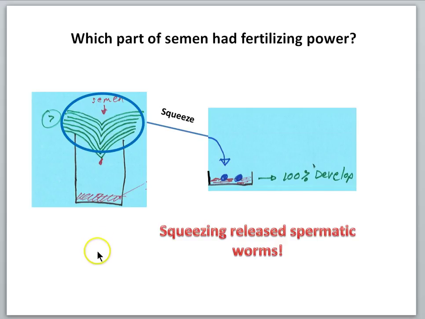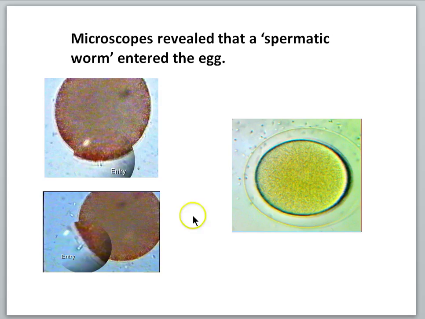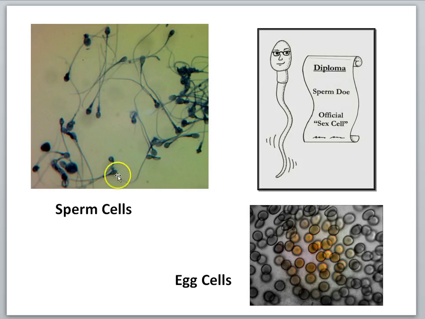Spallanzani thought the fluid had the power. Today we know it is the spermatic worms that have the power. In the 1800s, with better microscopes, researchers actually observed spermatic worms entering the egg. In fact, when one spermatic worm enters an egg, as you see in these pictures here, the egg will form this fertilization membrane to prevent other sperm from entering. And so, in time, in the 1800s, the scientific community became convinced that these little spermatic worms, which we call sperm cells today, were genuine sex cells.